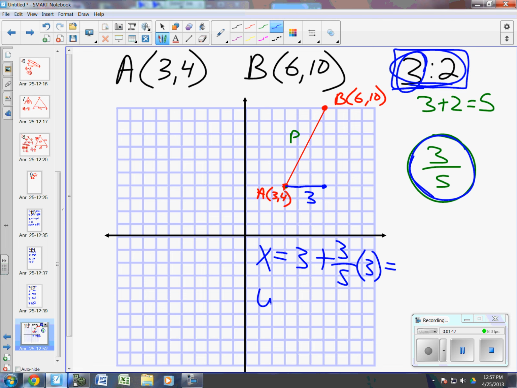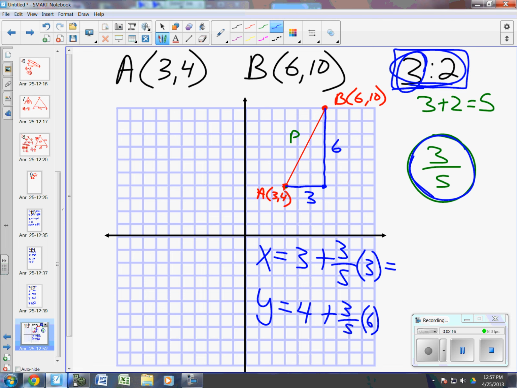Okay, to get our y-coordinate, we are going to start at the y-coordinate for A. What's the y-coordinate for A? 4. And we're going to go up 3/5 vertically of what? How tall is this? 1, 2, 3, 4, 5, 6. Okay? We're going to go 3/5 of 6. So this distance right here is 6.